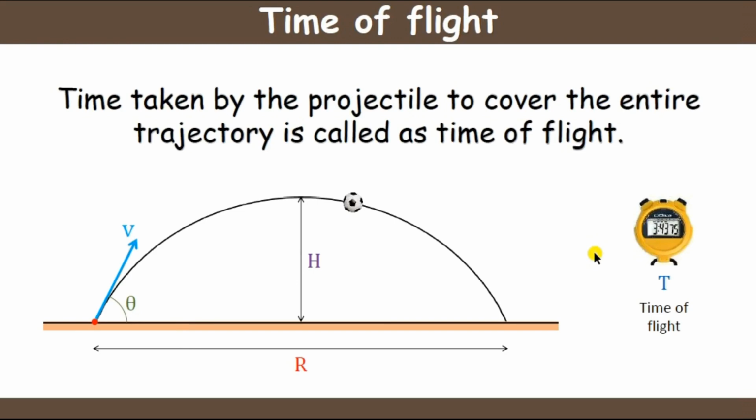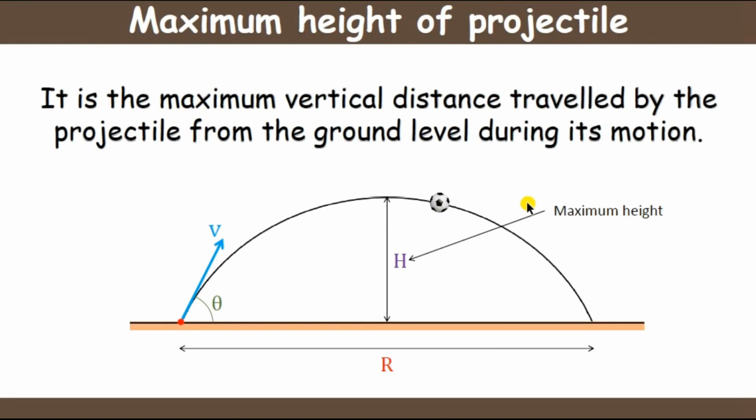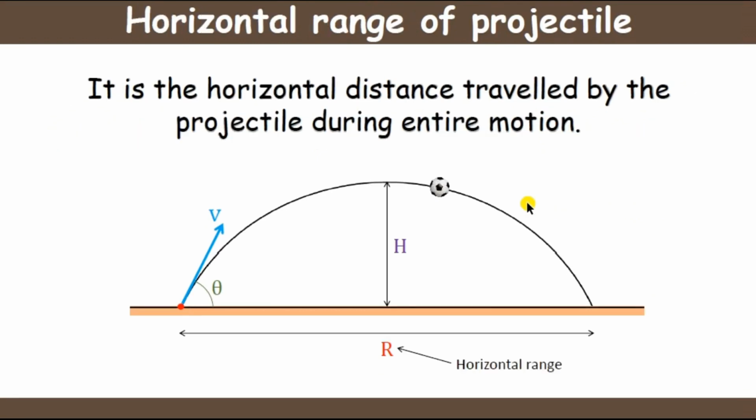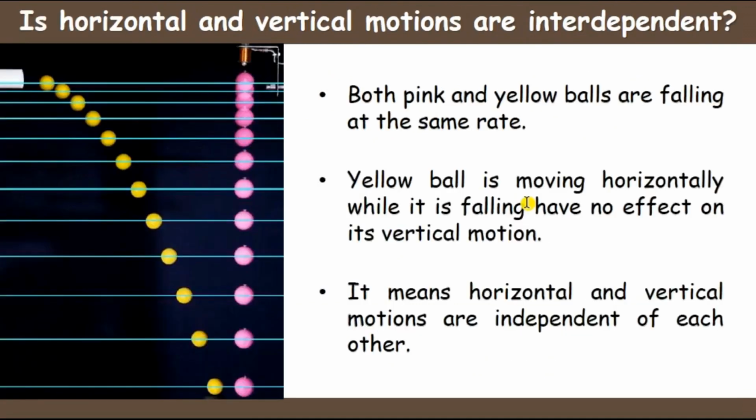Now the time of flight, as I told you, from the starting till the ending, for a particular time the object will be in the air. Air means it's flying, right? So that we are calling the time of flight. Now the maximum height is nothing but, as I told you, on the y-axis the maximum distance covered by this object, called the maximum height of the projectile. Horizontal range is nothing but in the x-axis the total distance traveled by the object, that is the horizontal distance, called the range.